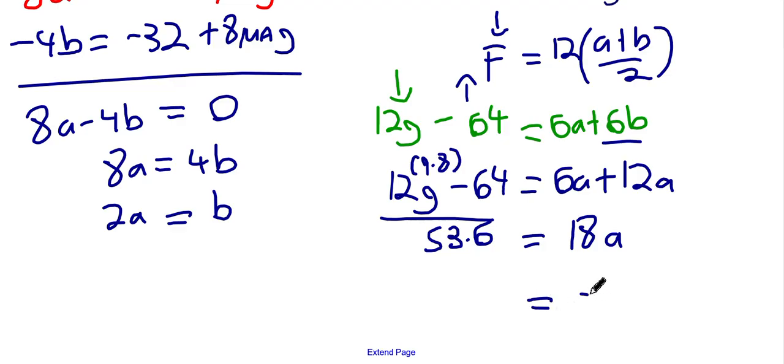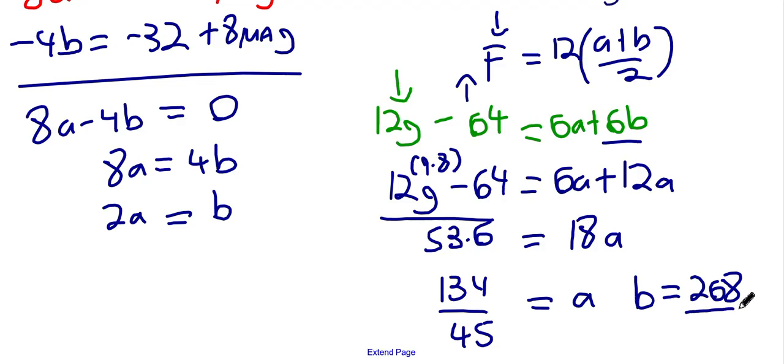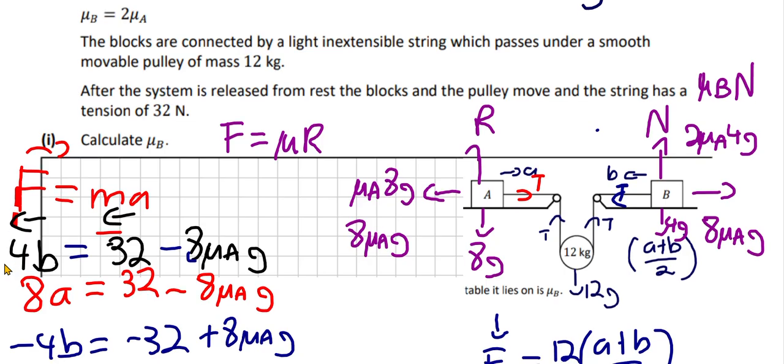And would somebody be so kind as to divide 53.6 by 18 and give me the answer in fraction form, please? Thank you. That's perfect. That is exactly what's in the marking scheme. 134 over 45. In that case, we now know that B is what then? Double the top. 268 over 45. And then what's the goal of the question again? Find out what mu B is.